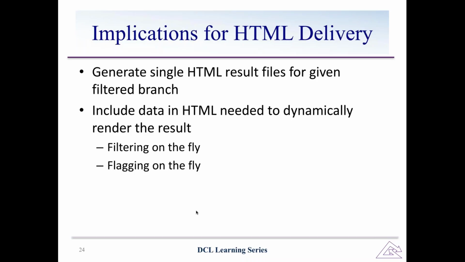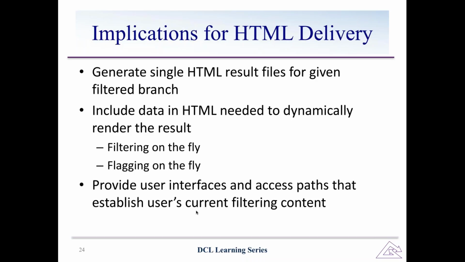And what you do depends on the needs of your readers. And then, of course, we have to provide user interfaces and access paths that establish the user's current filtering content, right? So there has to be something that the readers, in your web delivery, however you're presenting the stuff on the web, there has to be a way for your readers to say, these are the conditions I care about at the moment. And that has to lead to either dynamic filtering or flagging and access paths through the content that establish their filtering context.